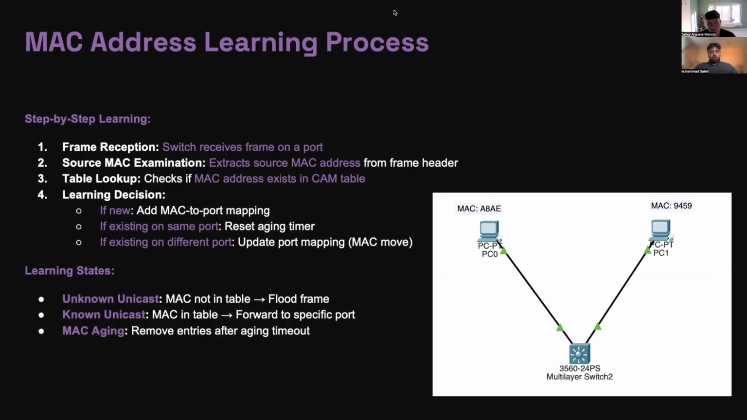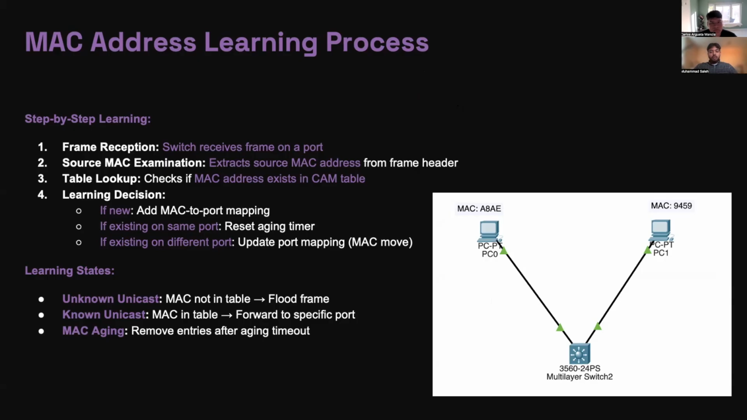So source MAC examination, it will extract the source MAC address from the frame header. Layer 2 has a frame header in which you will define the source as well as the destination MAC address. We'll cover more of the OSI model and different layers in a later video so that it makes more sense from the OSI layers perspective. The table lookup, so it will check if the MAC address exists in the CAM table. First of all, does the source MAC address exist in the CAM table? If it does not, then it will add an entry in the CAM table for the source MAC address and also the port it received that source address from.